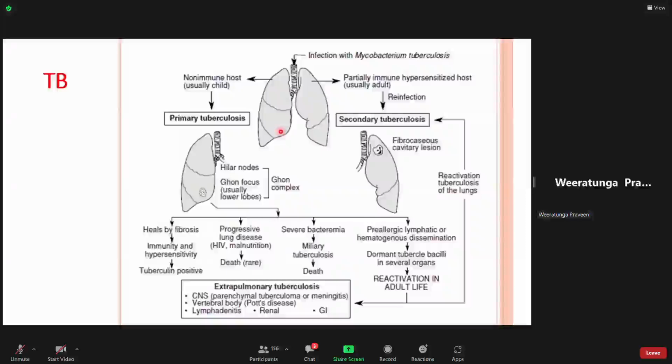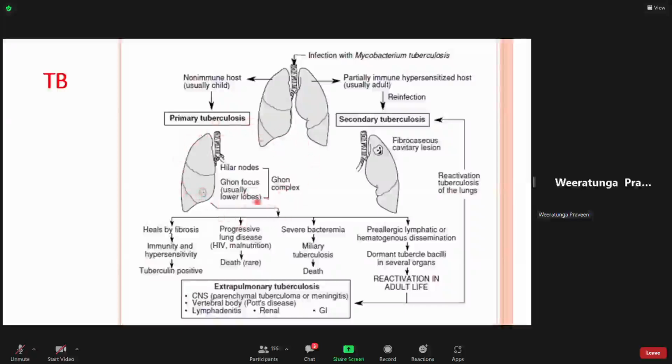Now, this rather complicated looking flow chart is not really complicated. It just gives you the various stages in the natural history of tuberculosis. The very first TB that you get is primary tuberculosis. In primary tuberculosis, you get hilar lymphadenopathy and the Ghon's focus, usually peripheral lower zone. Both together you call the Ghon's complex.